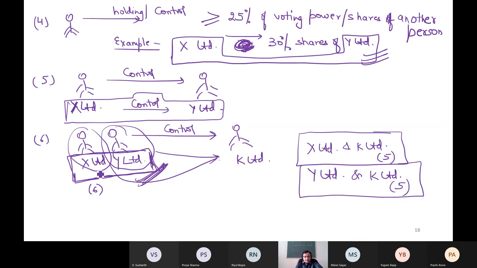But in the present example, had there been no point 6, X and Y could not have been treated as related. That is why it was necessary to add point number 6, that when any two persons control a third person, these two are also treated as related persons. I hope the discussion is clear.